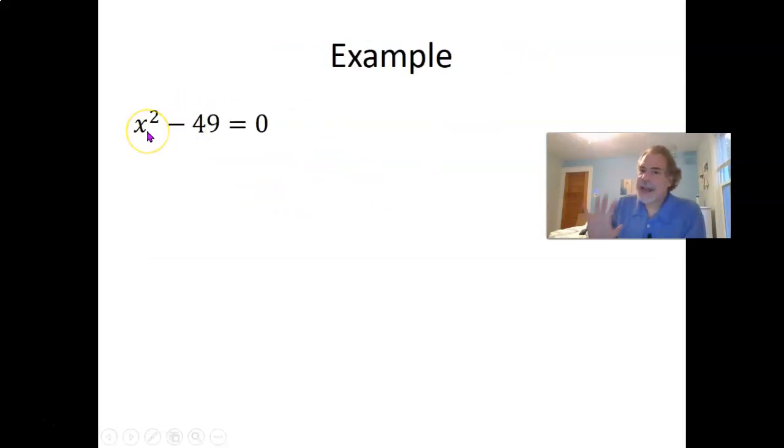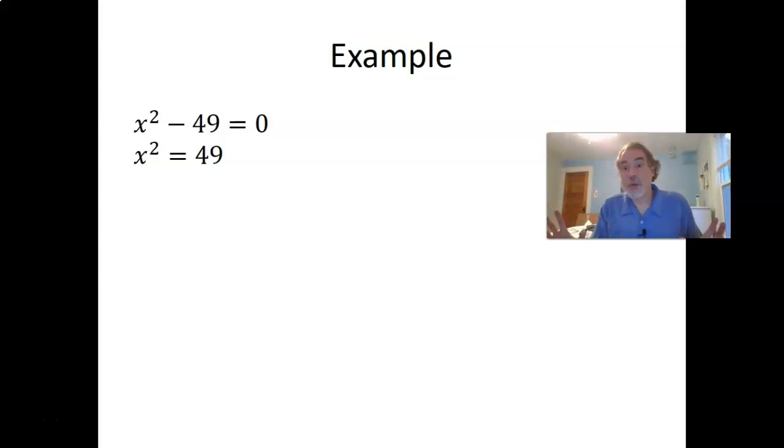So for example, that equation that we solved before by factoring, x squared minus 49 equals 0, we could also solve by taking square roots. So I could add 49 to both sides. So it says x squared equals 49. And now if we want x squared to equal 49, x would have to be a number that, when you square it, gives you 49. Well, that would happen if x were the square root of 49, which is 7. And it would also happen if x is negative 7, because negative 7 squared also gives you 49.